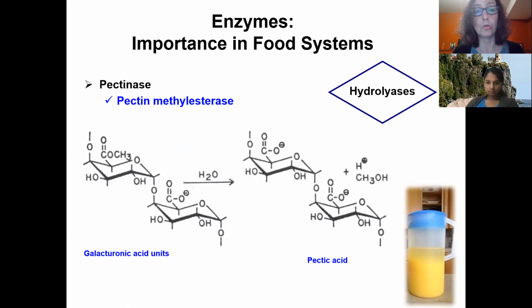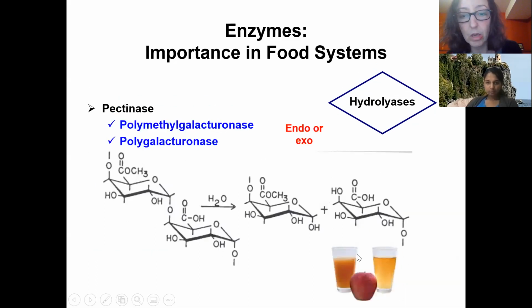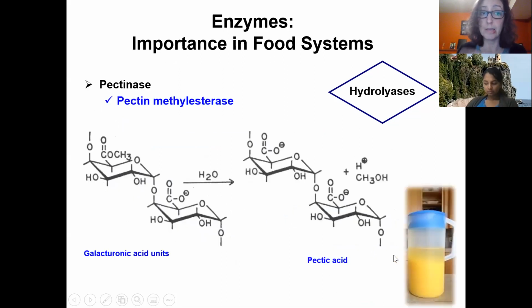So the example I give you here is clarification of apple juice. When you press the apple, you have lots of pulp. And if you want to clear apple juice, you add pectinases. So you break these bonds into singular uronic acids, galacturonic acid, that are soluble. So it's a way to clarify apple juice. Now, in this example, the pectin methyl esterases that are naturally present in orange juice can cause this to happen. If you have an orange juice that is fresh and then you let it sit, the pulp separates.